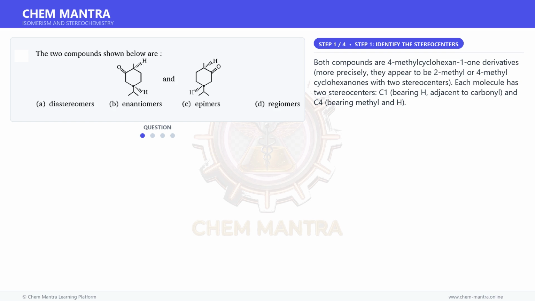Both compounds are 4-methylcyclohexane, 1-1 derivatives. More precisely, they appear to be 2-methyl or 4-methyl cyclohexanes with 2 stereocenters. Each molecule has 2 stereocenters, C1, bearing H, adjacent to carbonyl, and C4, bearing methyl and H.